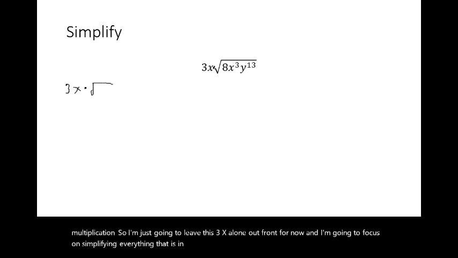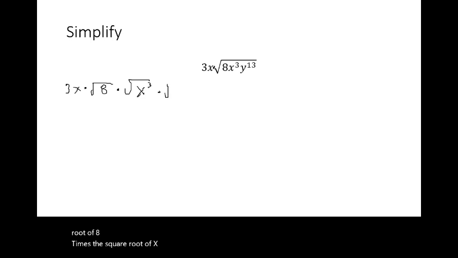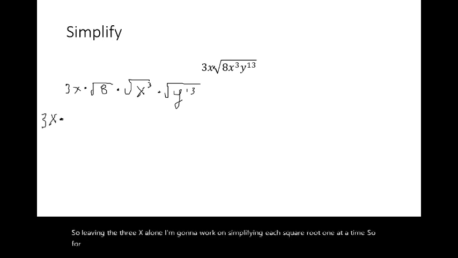So I'm going to break this up into the square root of 8 times the square root of x cubed times the square root of y to the 13th. So leaving the 3x alone, I'm going to work on simplifying each square root one at a time. So for the square root of 8, the only perfect square factor that goes into 8 is 4, so I'm going to rewrite 8 as 4 times 2.